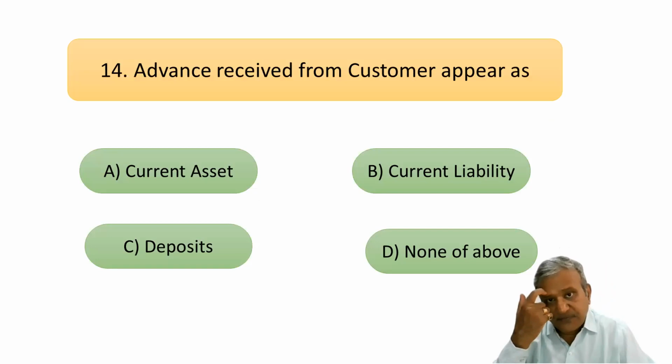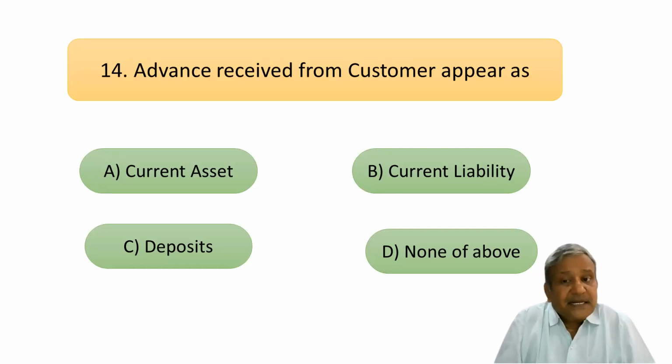Advance received from customer appears as: A, current asset; B, current liability; C, deposits; D, none of the above.